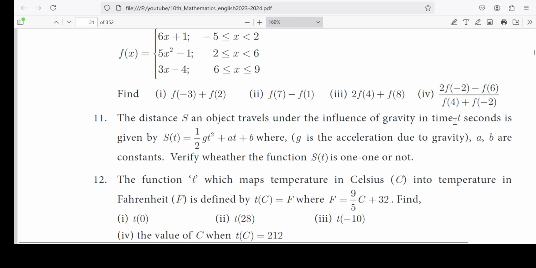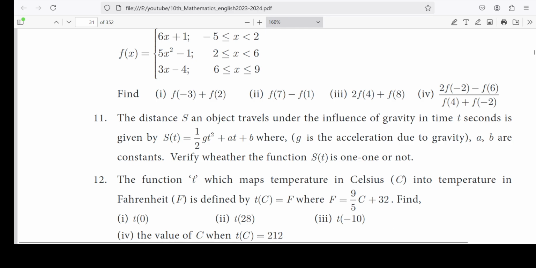Here what is given? Time t is given and the distance is also given. Okay, and here it is clearly mentioned that A and B are constants. Okay, we have to find out whether this distance function is 1 to 1 or not.